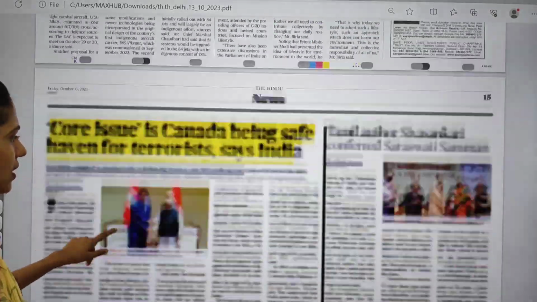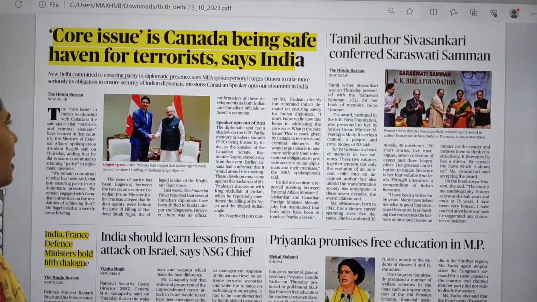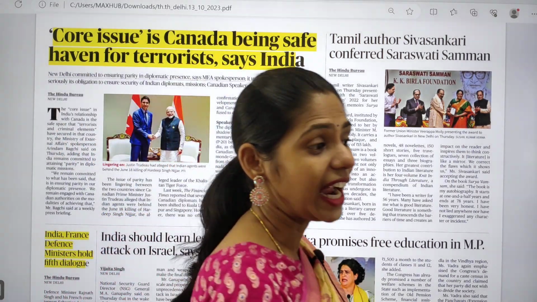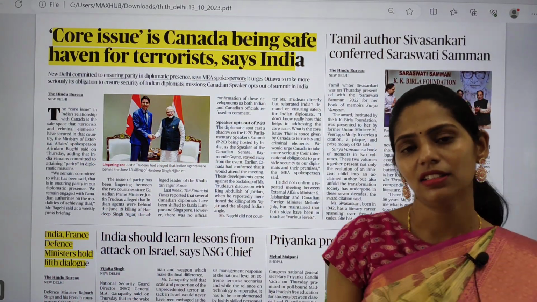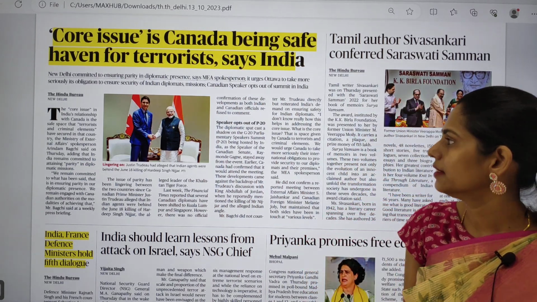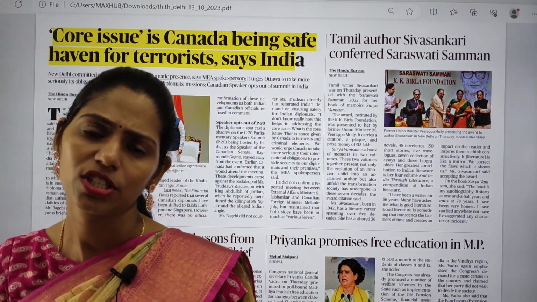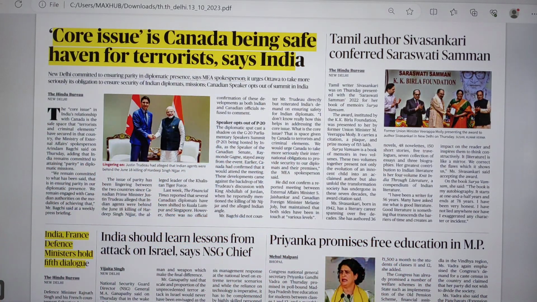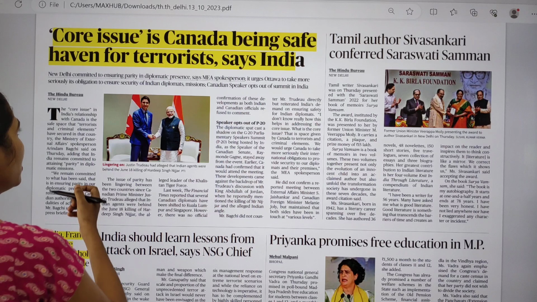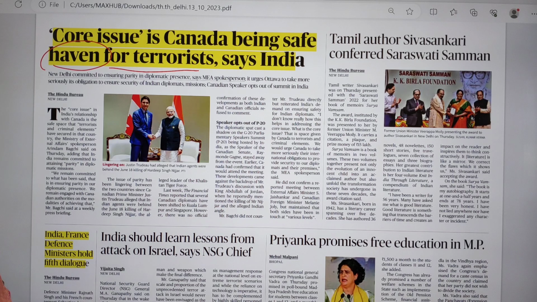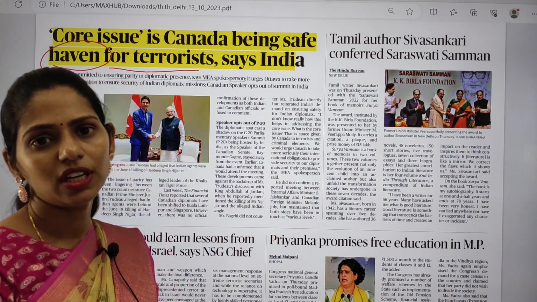The next topic is the core issue: Canada being a safe haven for terrorists, says India. The Canadian government gave a statement that India's hand is present behind the death of a Khalistani leader in Canada. Because of this, it is affecting the bilateral relationship between India and Canada. In retaliation, India said that Canada is providing safe haven for terrorists. In this context we have to see how bilateral relations between India and Canada are going to change.